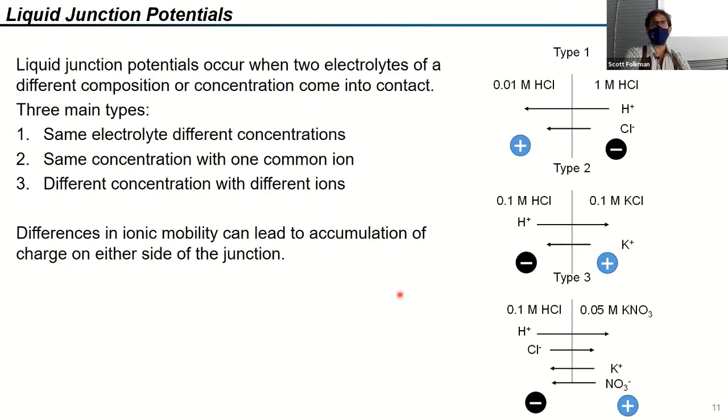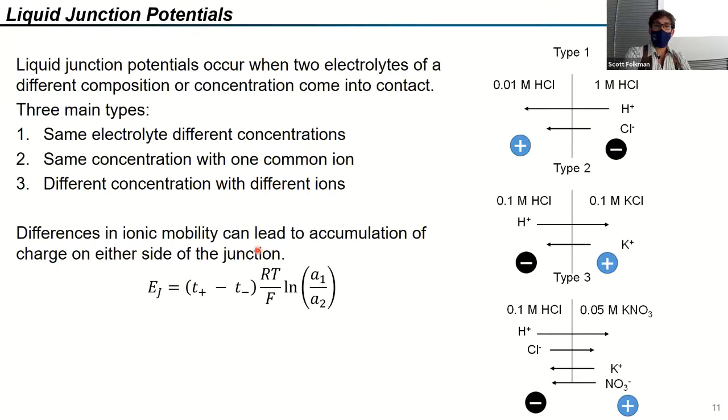Now, this assumes a difference in the mobility of ions. If ions all have the same exact mobility, there will be no junction potential. And this is also a transient phenomenon. If the system is allowed to equilibrate, then there will be no junction potential.